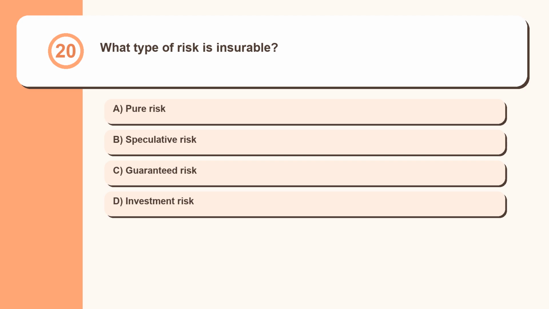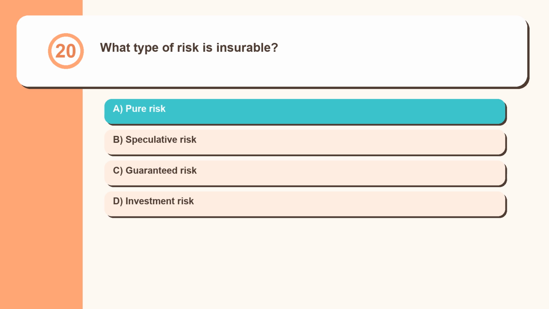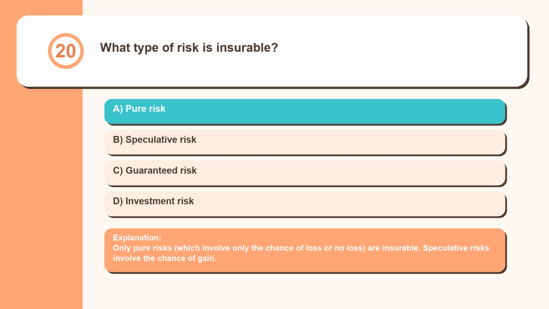Question 20. What type of risk is insurable? Pure risk, speculative risk, guaranteed risk, investment risk. Only pure risks, which involve only the chance of loss or no loss, are insurable. Speculative risks involve the chance of gain.